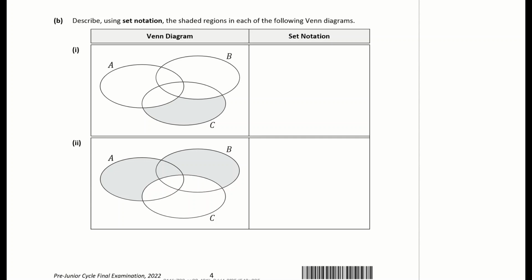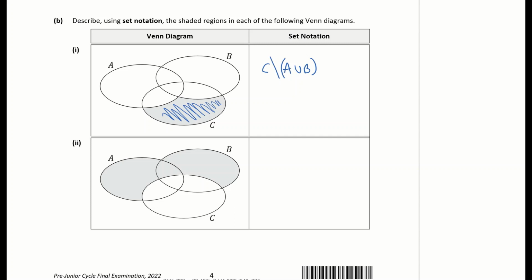So the first one here, if you can't see it too clearly, this is what's shaded in here. It's this region here, so it's just the C. So basically what's in the shaded portion there would be all the elements of C, excluding, so less, A union B. So I'm excluding anything that's in A and B, so A union B.